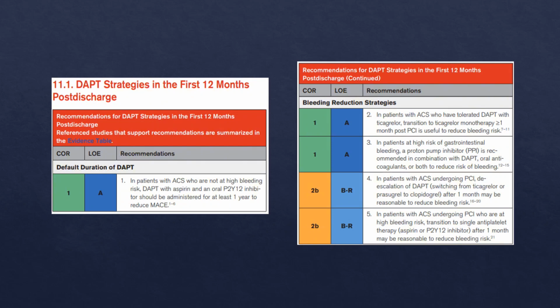Whereas ACS patients who have undergone PCI and are at higher bleeding risk can be transitioned to a single antiplatelet, either aspirin or P2Y12 inhibitor, after 1 month to reduce the bleeding risk, and it is again a class 2B recommendation. The Academic Research Consortium high bleeding risk criteria after PCI are shown here. If there is presence of at least one major or any two minor criteria, it means that the patient has an increased risk of bleeding, and in that case, the DAPT can be modified.